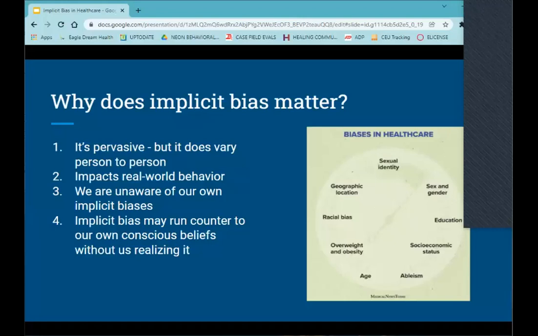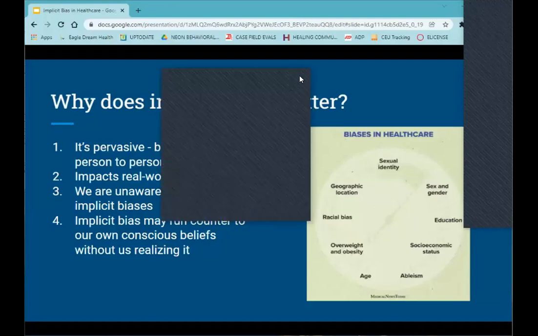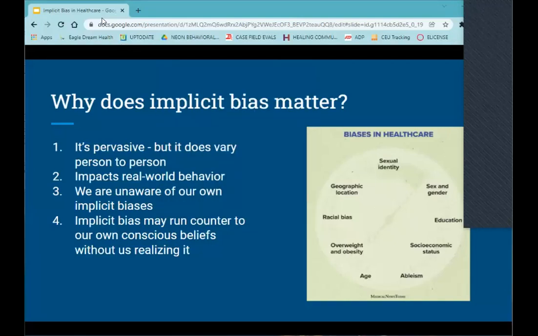And that doesn't mean that people are lying necessarily. It's more that people are not aware. And it can go counter to our conscious beliefs. So you might believe and explicitly say that I have a favorable attitude towards this group.